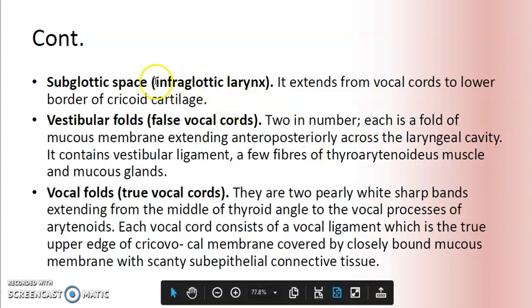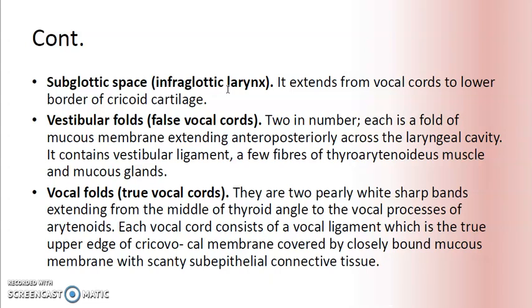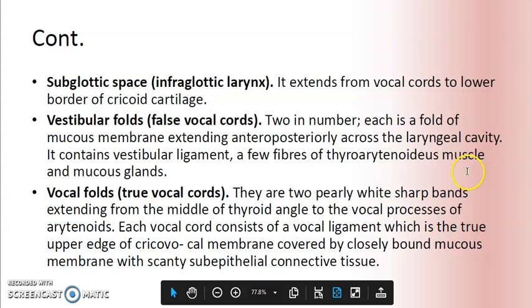So subglottic space is a space, it's also called infraglottic area, where it's below the vocal cord region. Vestibular fold or the false vocal fold, which doesn't move, it's a fold of mucous membrane, okay, covering the vestibular ligament. Vocal fold or the true vocal cord area. This is white and sharp. It is lined by stratified squamous epithelium. It is the upper margin of the cricovocal membrane, and it is the one which moves and produces this voice.